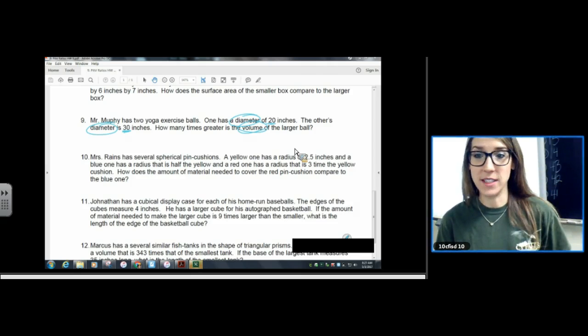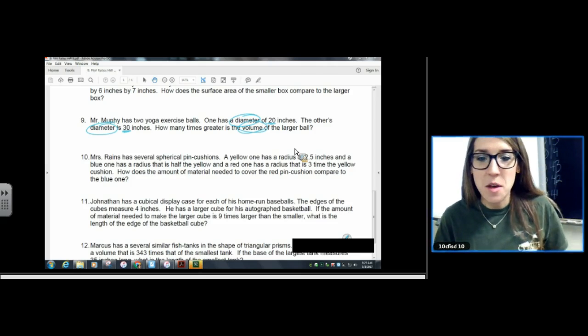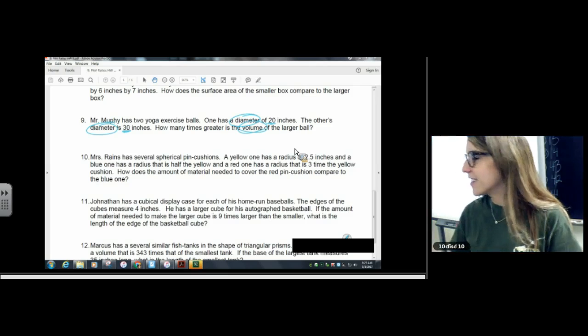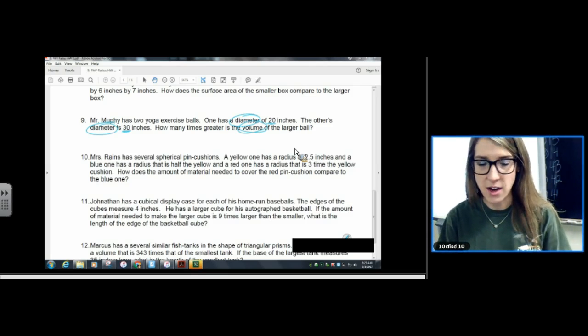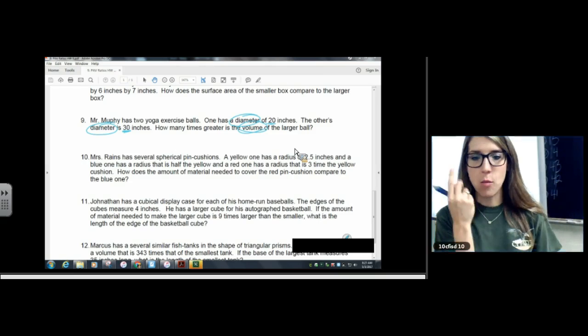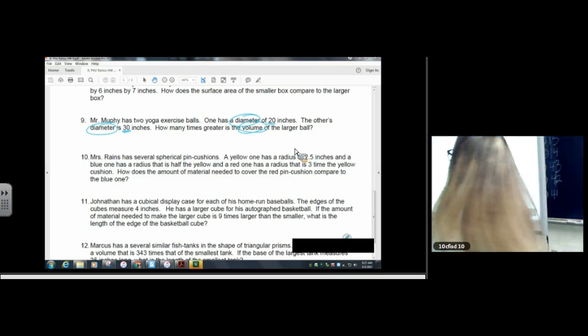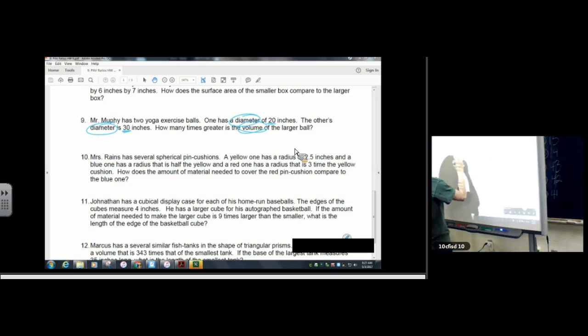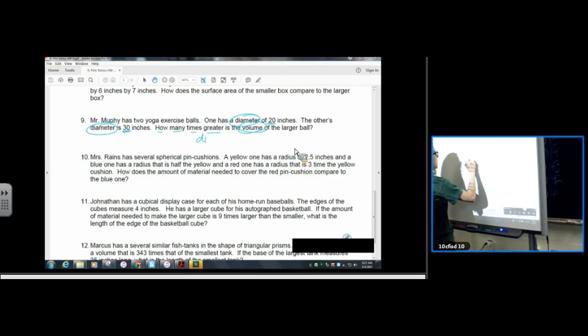What is not important to me is that this is a sphere. Believe it or not, you are not using your formula chart here. You don't need to know how to find the volume of a sphere, but you do need to know what dimension you're in and what dimension you want to be in. So, right now, let's see how many times greater the diameters are.